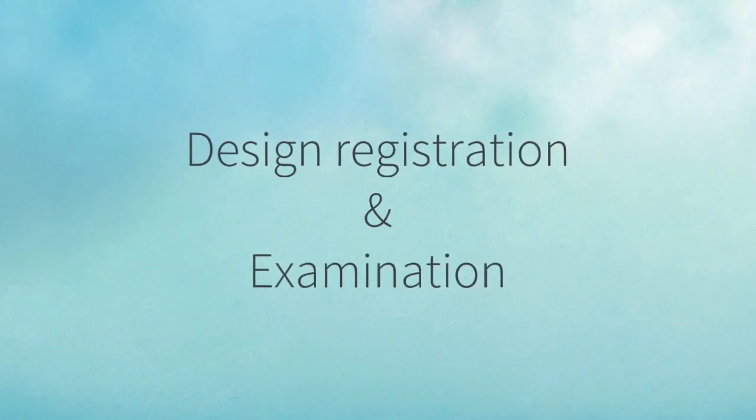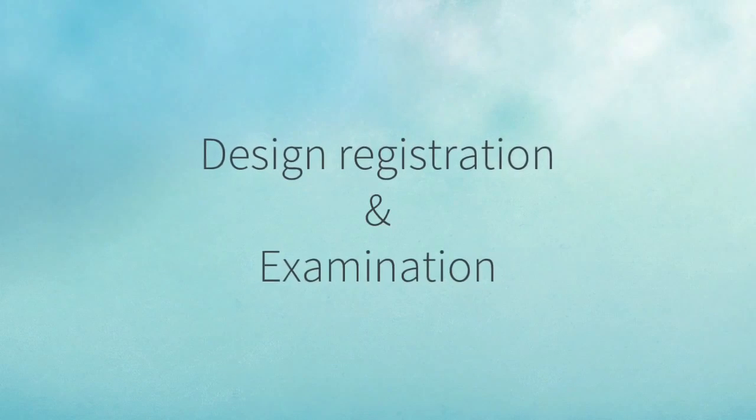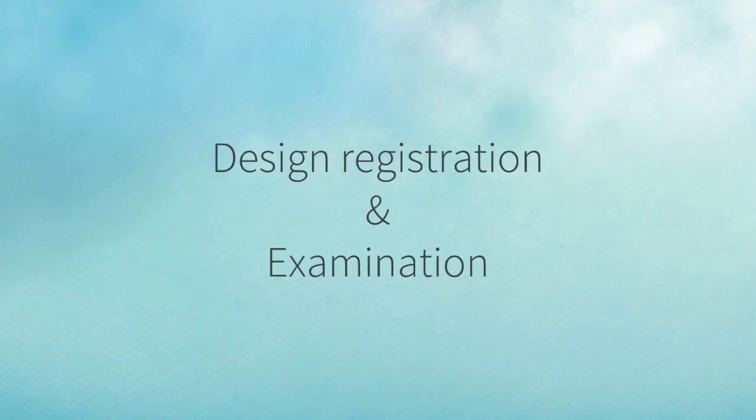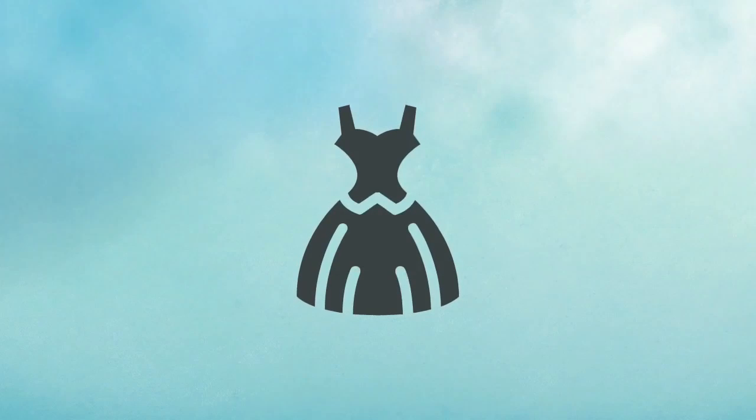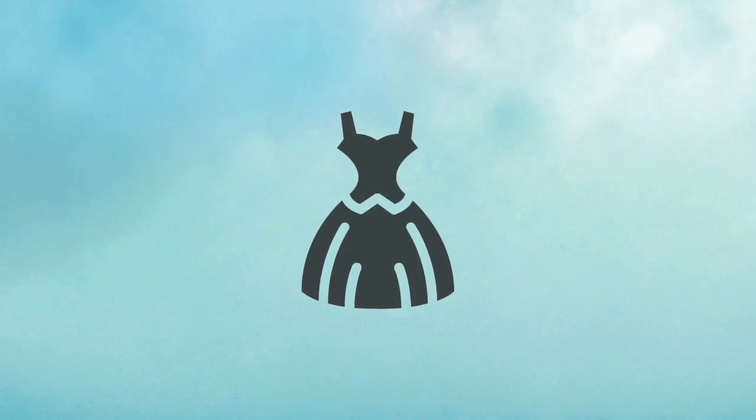This video will provide an overview of the design registration process in Australia, as well as the process of examination. Design registrations seek to protect the visual appearance of products. A design registration will provide 10 years of protection over the visual appearance of your product. Design registration can be drawn towards particular visual features of a product, such as shape, configuration, pattern, and ornamentation.